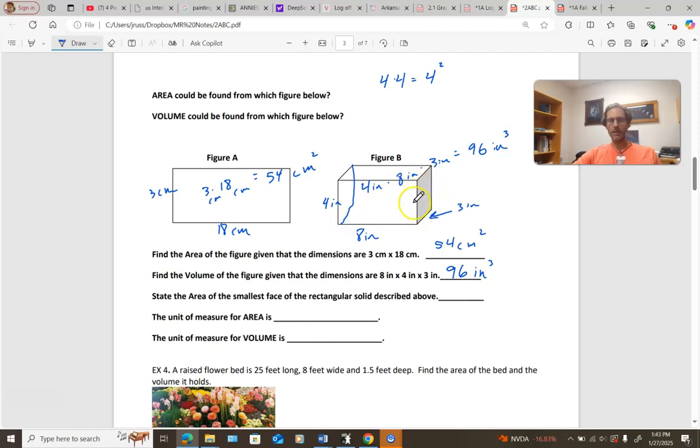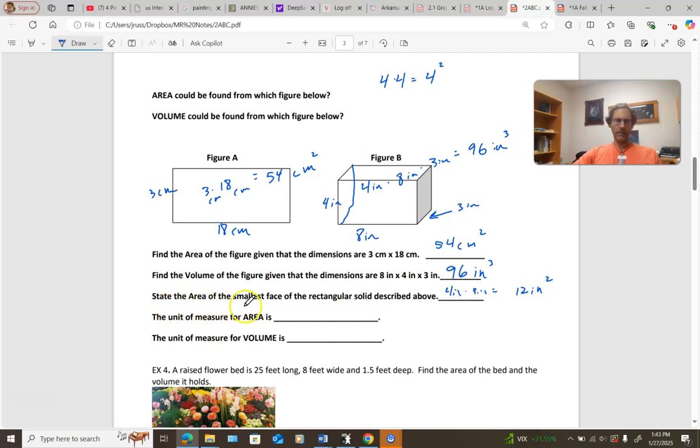But it's 4 inches high, and it's 3 inches wide. Okay, so if that were the case, the area would be 4 inches times 3 inches, and it would be 12 square inches. Okay, so the smallest side of this rectangular solid would be 12 square inches. Now these other faces, they would have more area.